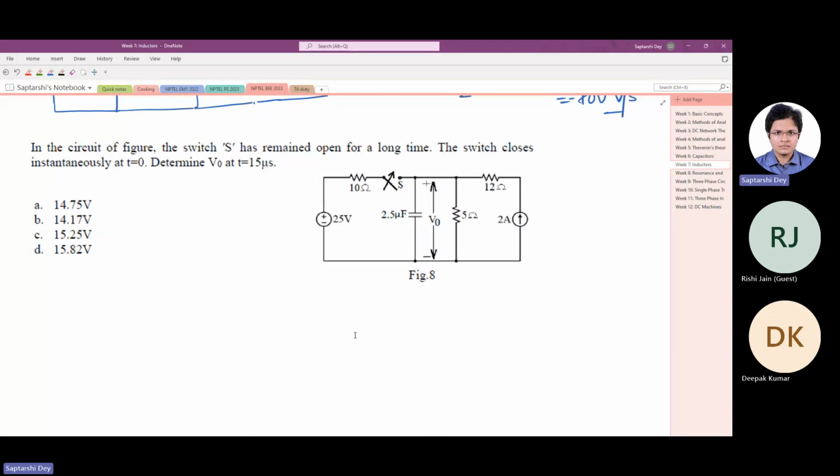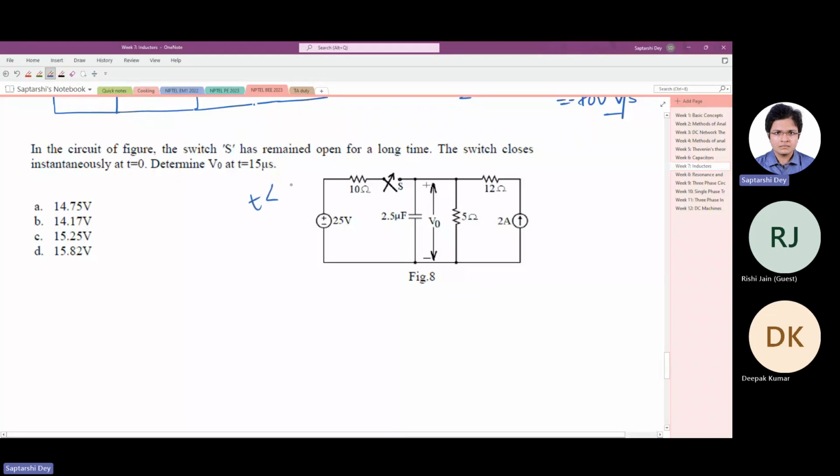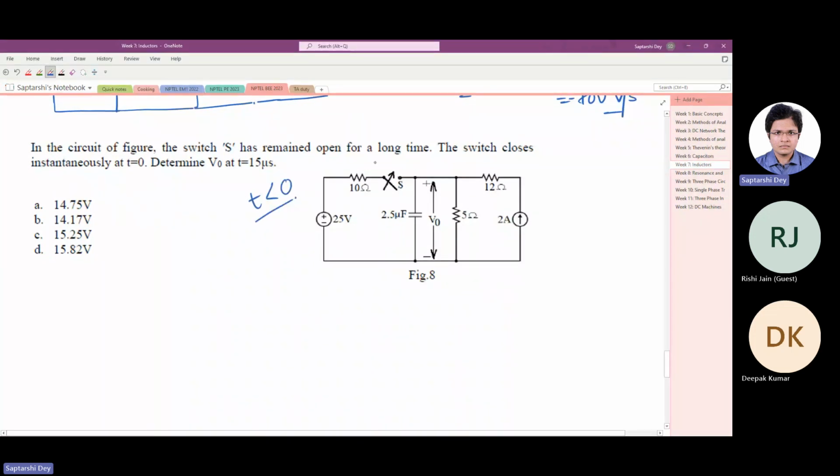In the circuit of the figure, the switch S has remained open for a long time. So if the switch is open for a long time, for t less than 0 we need not consider this part. And what we have is a 2 ampere current source here.